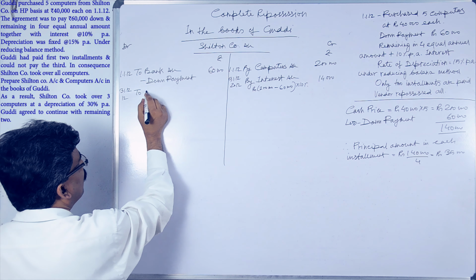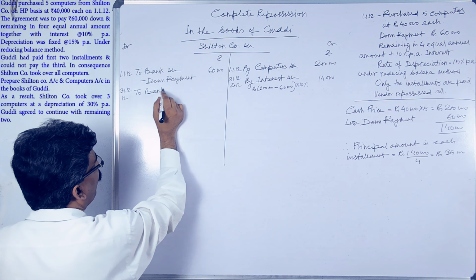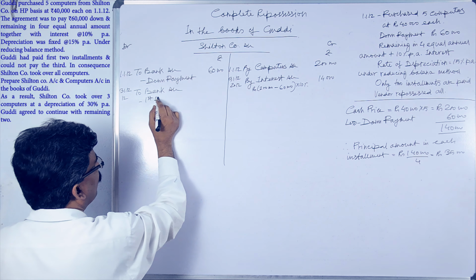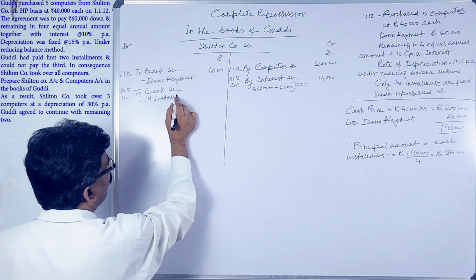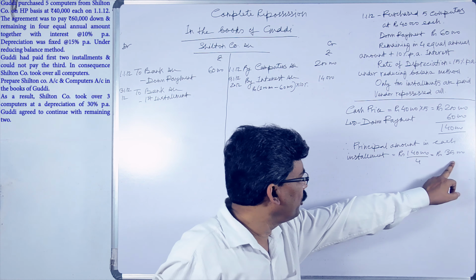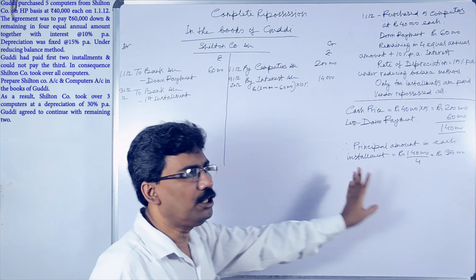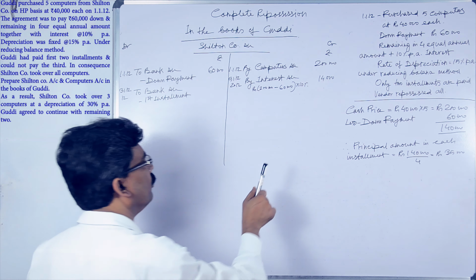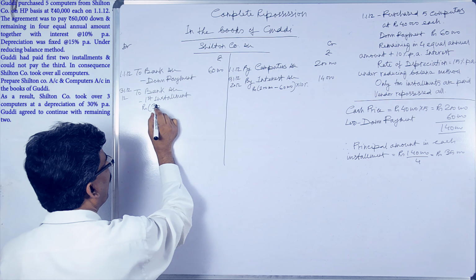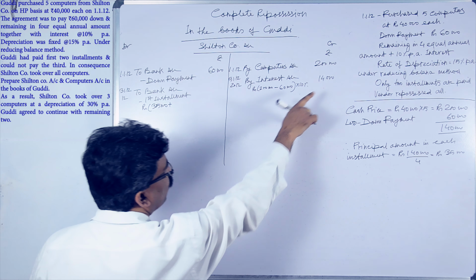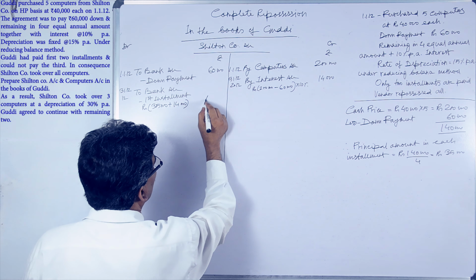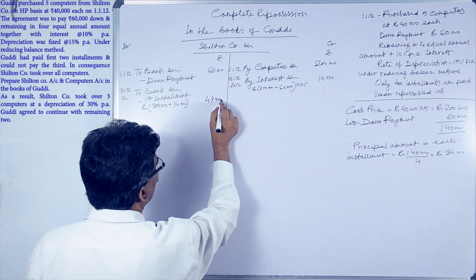On 31/12/2012, to bank account, first installment. In the installment, every installment principal amount is 35,000 plus whatever the amount of interest you get for the respective year. Over here, principal amount you have to pay 35,000 and interest for this year is calculated here, it's 14,000. Then it is 49,000.